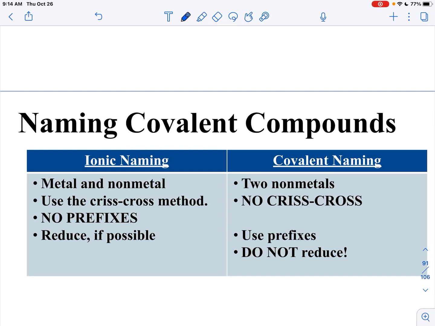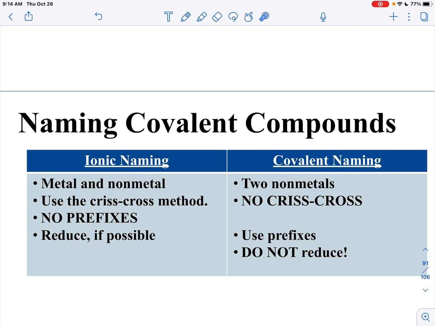Now we'll talk about naming covalent compounds. Covalent compounds are super easy compared to ionic. First of all, there's only one category, so we don't have to learn all these different nuances. Second, it's just really straightforward, very easy. The only thing that you need to keep in mind is that it's not ionic, so the things that we learned in ionic are going to be very different.